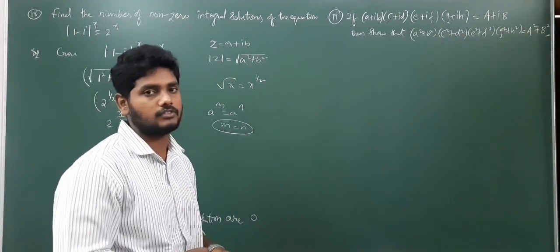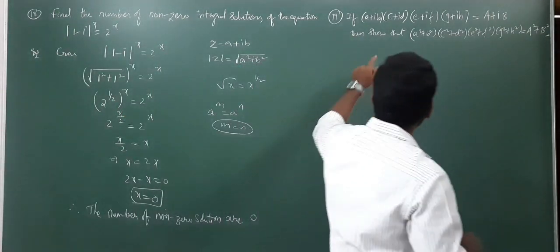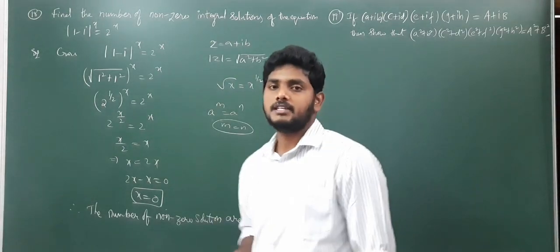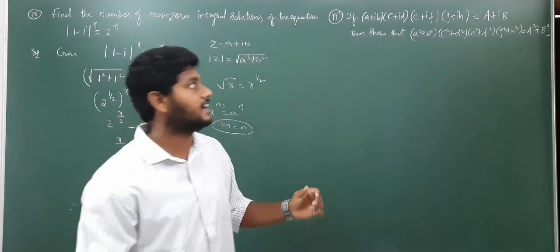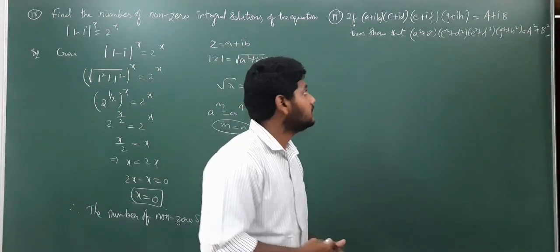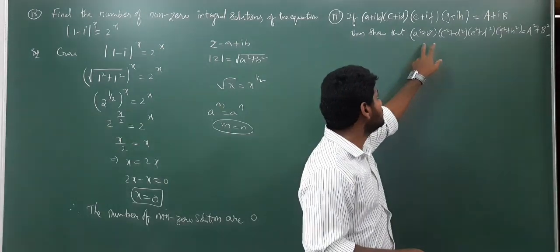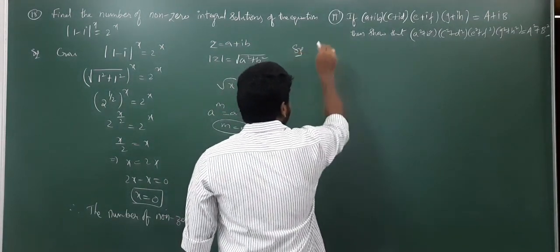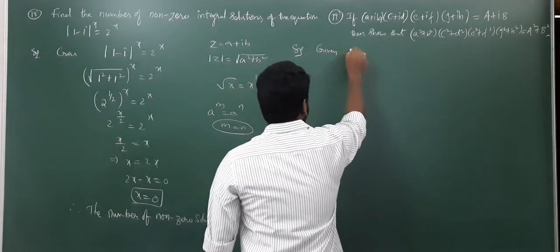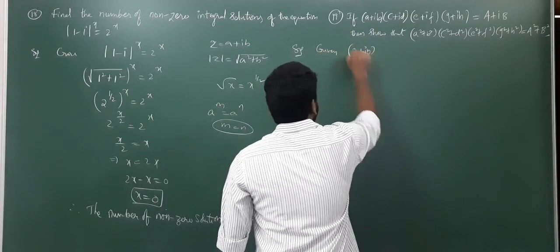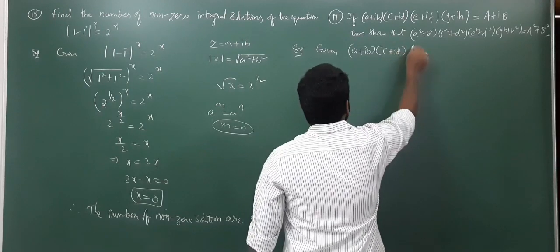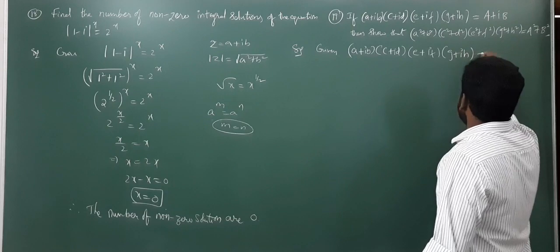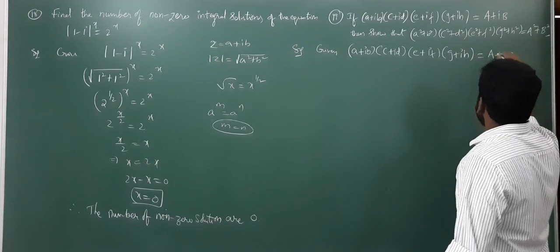They may ask it as a 1 mark question. This one, concept wise: if a plus ib into c plus id into e plus if into g plus ih is equal to a plus ib, then what is this? Show that LHS is equal to RHS. See here I will consider the given condition. What is given? A plus ib into c plus id into e plus if into g plus ih, which is equal to a plus ib.